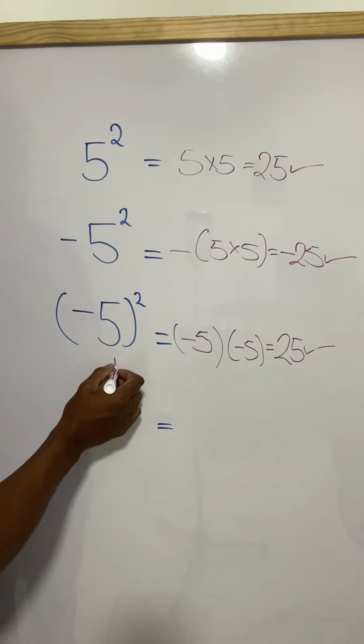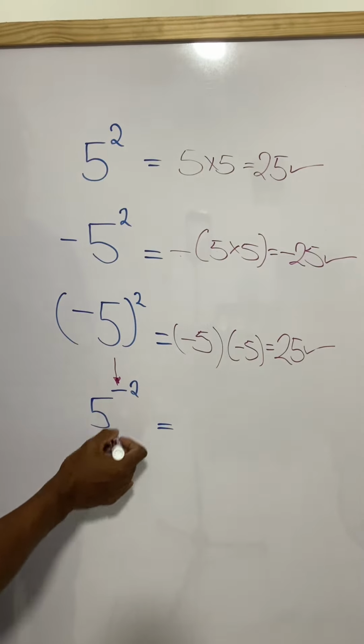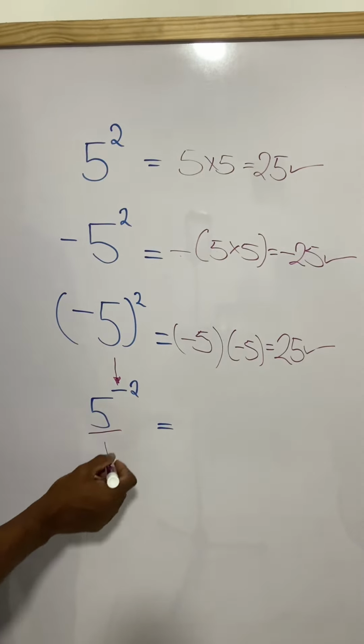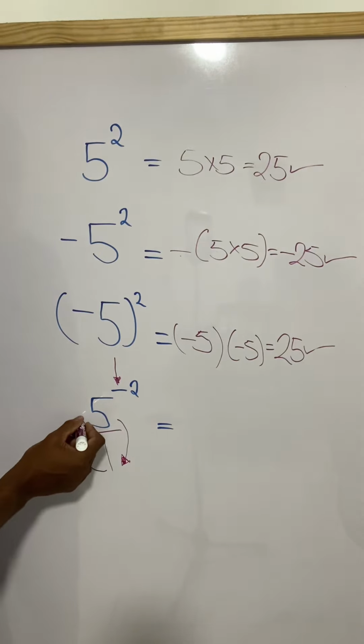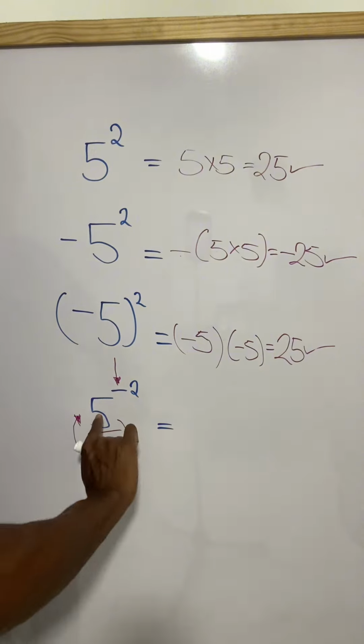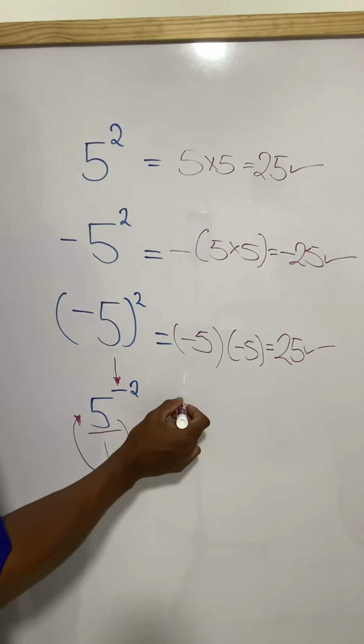5 to the power negative 2. If you see a negative power, we know a negative power means the reciprocal. In other words, to turn it upside down. If it's not already a fraction to start with, we know 5 is the same as 5 over 1. Hence, turning it upside down, whatever's on the top will go to the bottom, and vice versa, the bottom will go to the top.